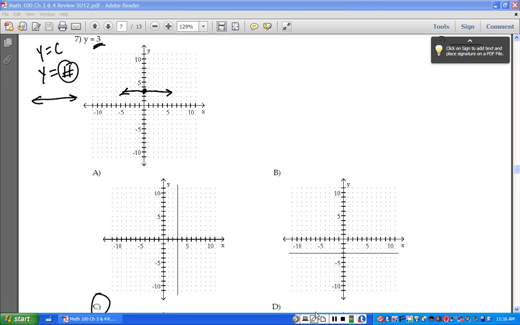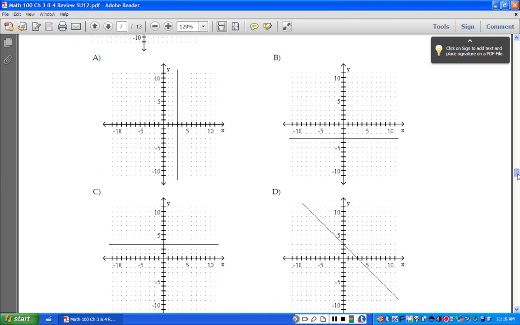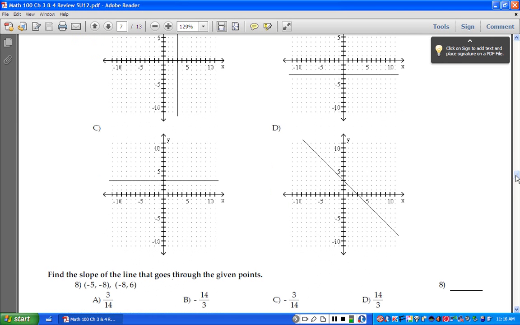Let's take a look. So C. If you notice, y is 1, y is 2, y is 3, horizontal line. So C is the proper answer.